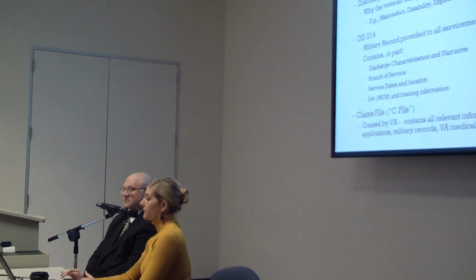And then we have something called a C file, and this is specific to the VA, and it contains all relevant information on a veteran's claim, including all their prior applications for a benefit. The VA will request their military records oftentimes, so that will be in their claims file, along with VA medical records and any correspondence to and from the VA regarding a particular claim. We call that a C file. And to show you a DD 214, we have Andrew, and he'll just go over that really quickly with you.